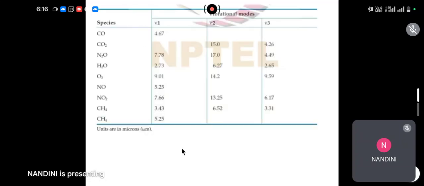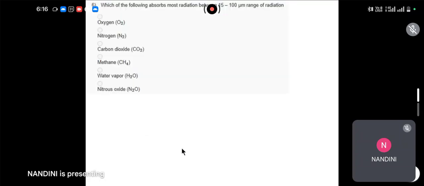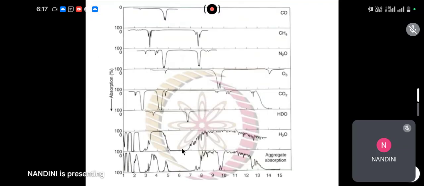So what was the question? The question was which of the following absorbs most radiation between the 15 to 100 micrometer range? Oxygen, nitrogen, carbon dioxide, methane, water vapor, and nitrous oxide are the options. 15 to 100 micrometer.